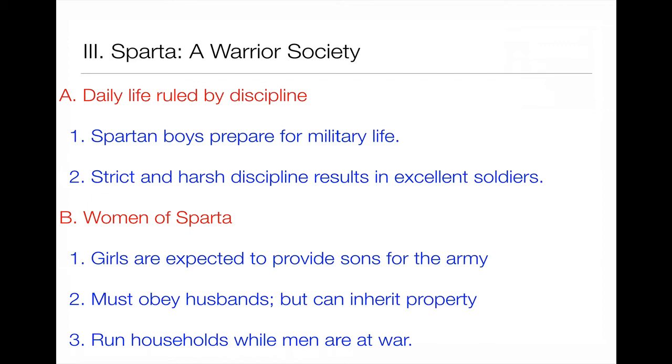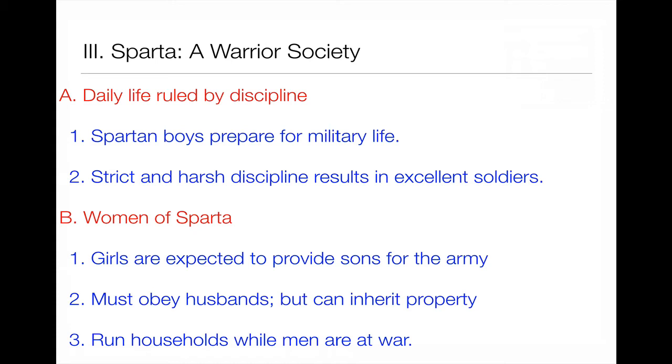If you've ever heard anything about Sparta before, you know that they like to fight. Okay, and a lot of that is because their daily life is ruled by discipline. Not to say that because you are disciplined means that you want to fight, but where Sparta lived within the world, they had to have a strong army. So from birth, boys were prepared for military life. It was very strict, very harsh discipline, but it resulted in the best soldiers in almost probably history.